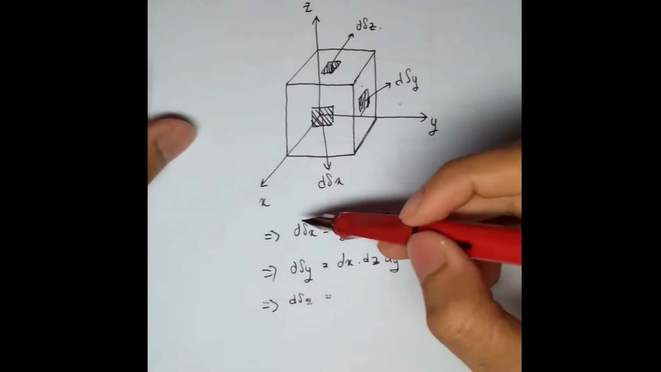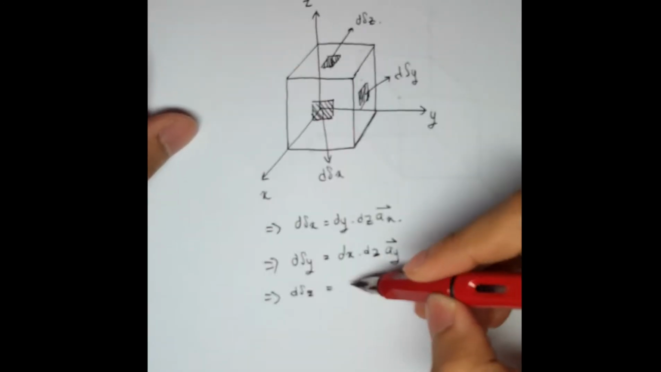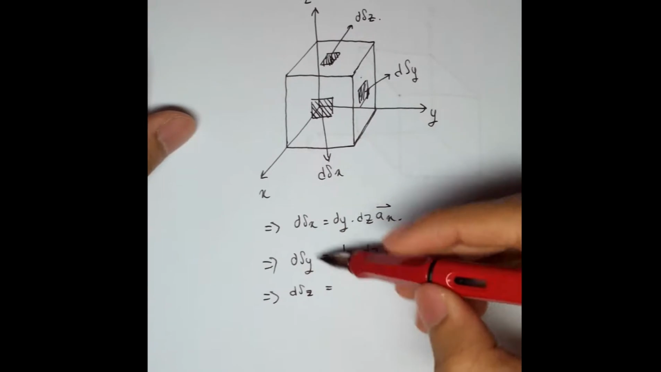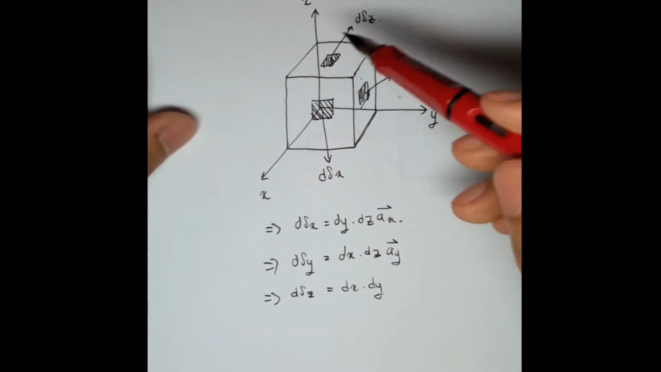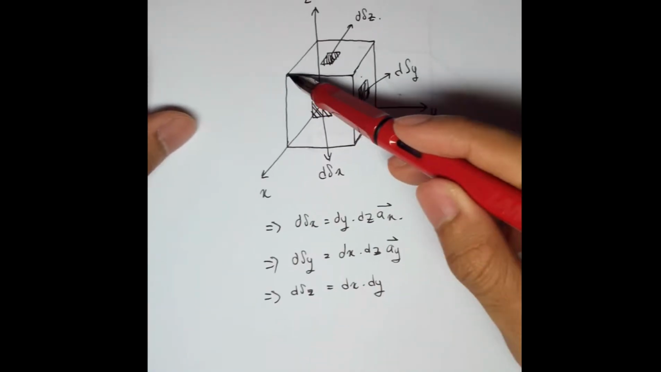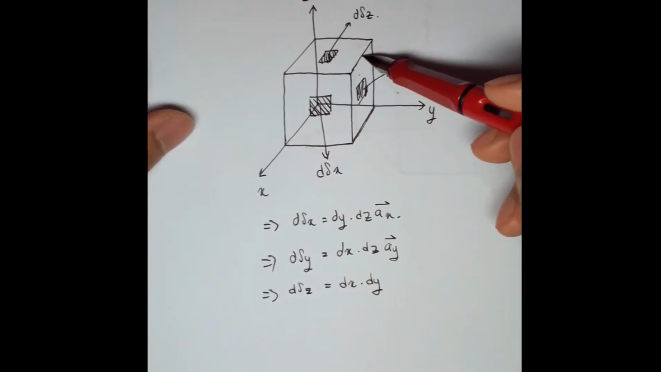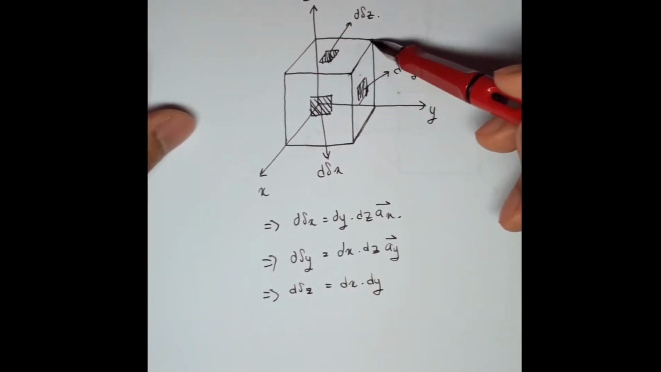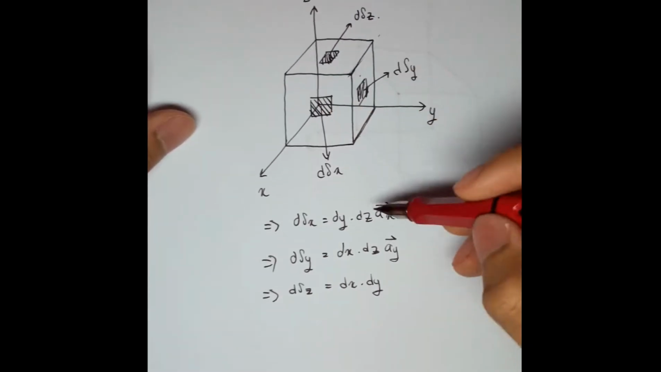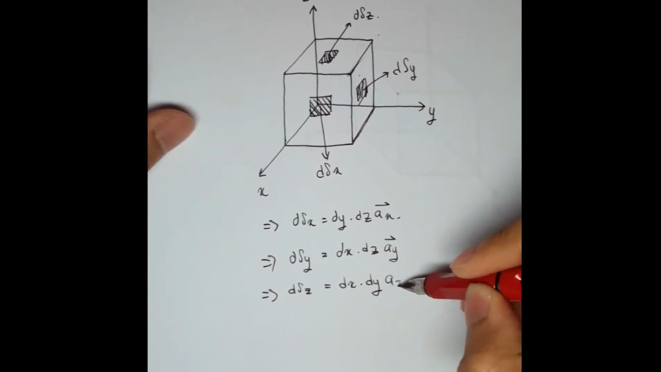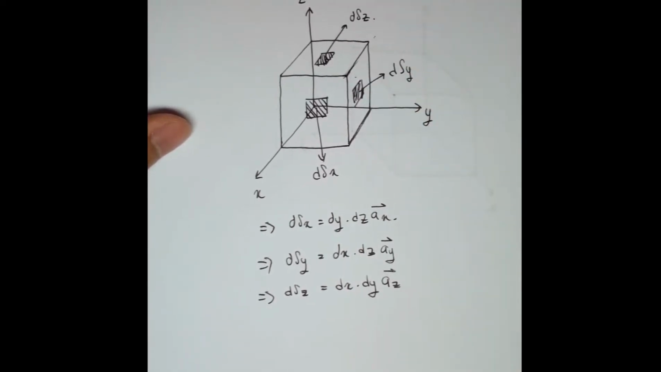Lastly, the differential surface of z. The same concept as x and y. We will get the magnitude dx times dy, because we multiply the differential length here and the differential length here. This is x, this is y, and the unit vector will be az because it's pointing towards the z-axis.